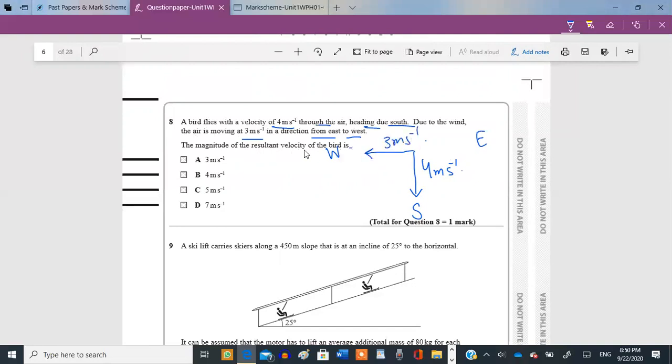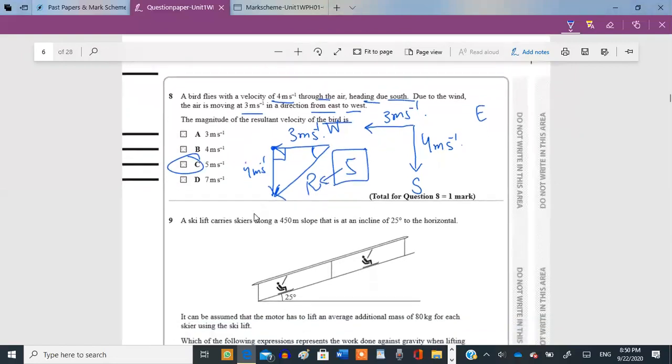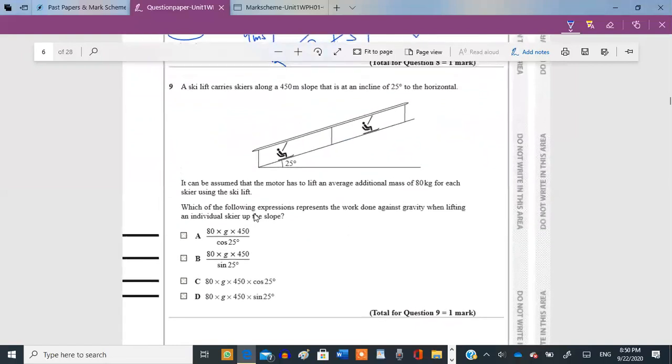The magnitude of the resultant velocity of the bird is, all right, for the resultant velocity, just add them by the head to tail method. So if this is our first vector, on the head of the first vector, add the tail of the second vector, the 4 meters per second, and find out the result. So diagonally. You actually just made a right angle triangle, and this is a 3, 4, 5 triangle. So this hypotenuse is, yeah, Pythagoras theorem.